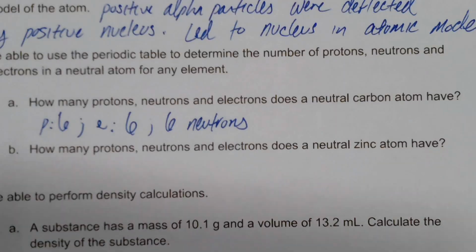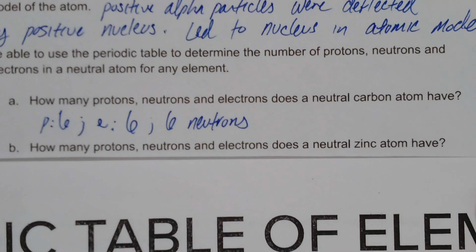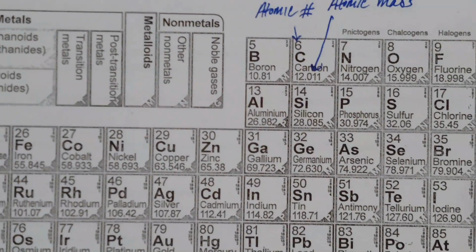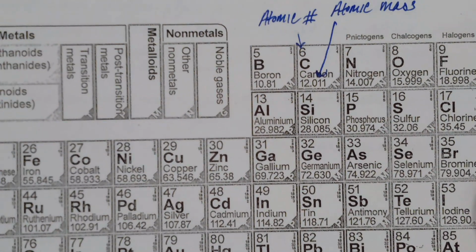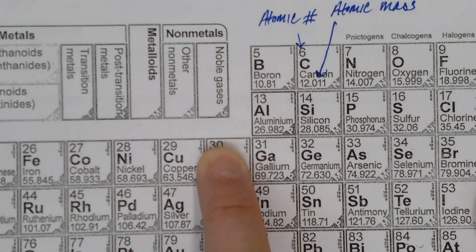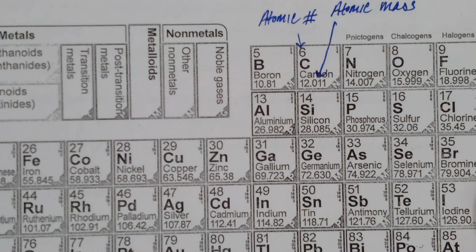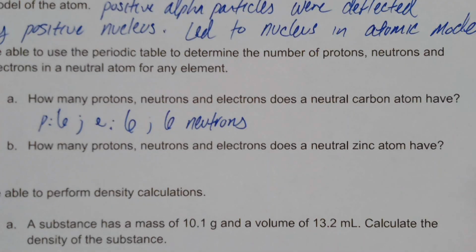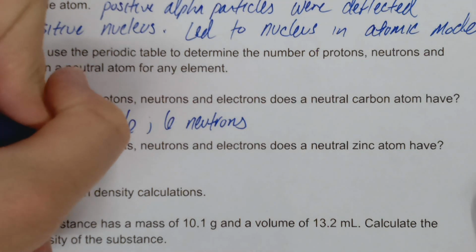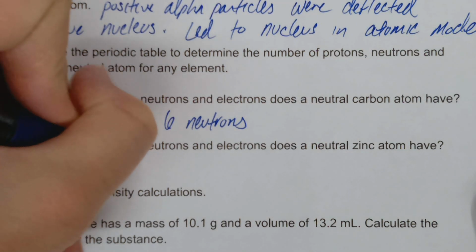Next we have, they're asking about zinc. So I'm going to find zinc on here. And again, on a test, I'll be a little bit more deliberate about pointing out where it is, but zinc is right here. Atomic number is 30. Remember, the atomic number tells us how many protons and electrons a neutral atom from that element has. So zinc has 30 protons and 30 electrons.